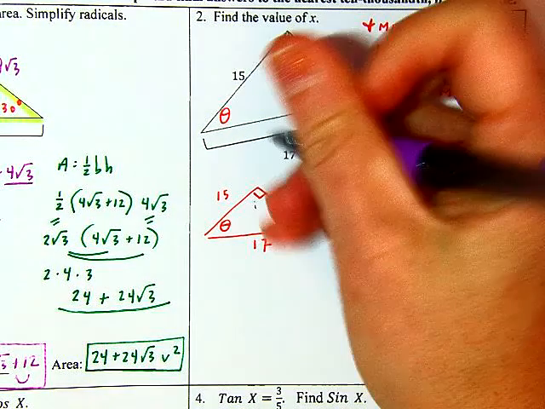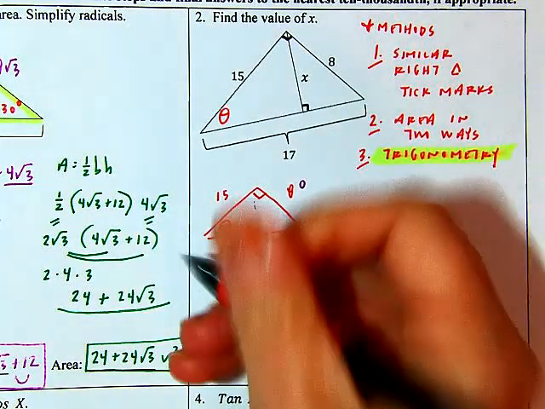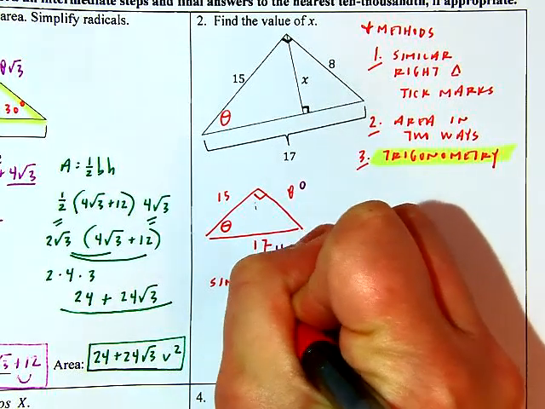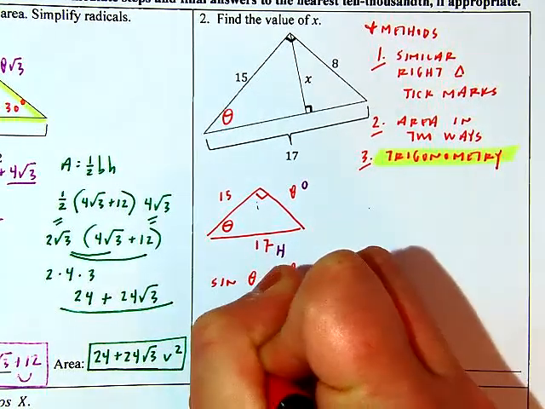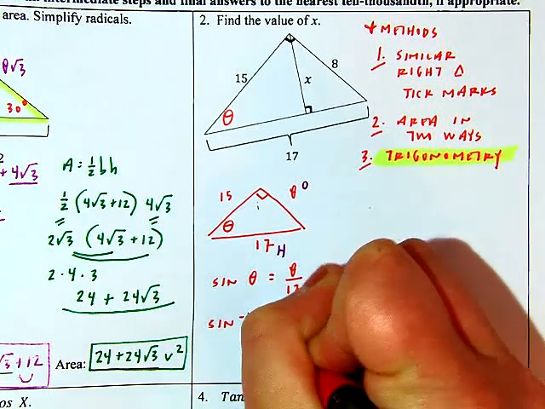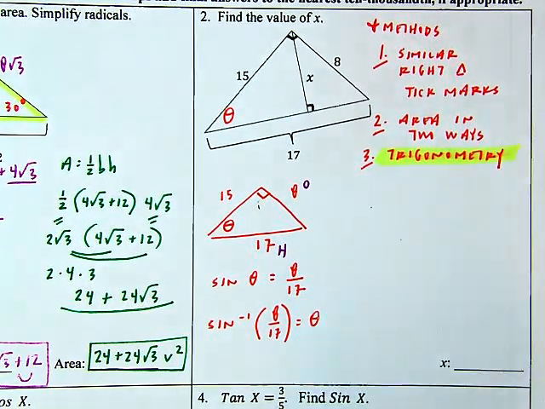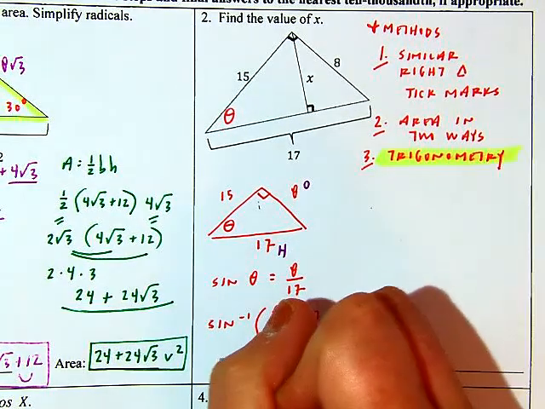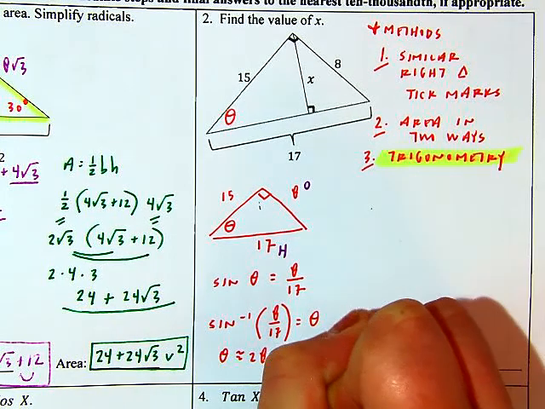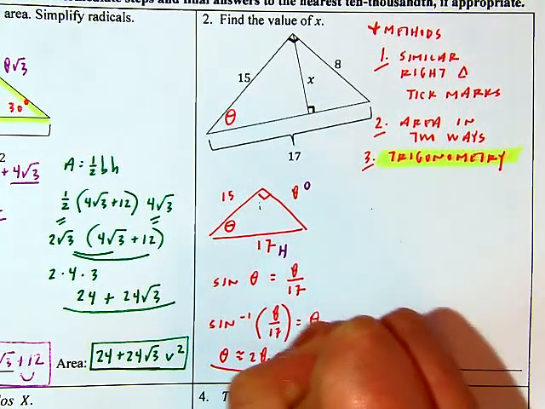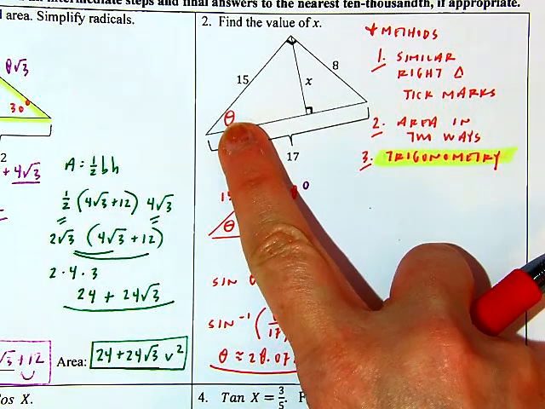They would all work. Let's say that I use sine. I'm viewing this as my opposite and this as my hypotenuse. So I should note that sine theta gets me that ratio of 8 to 17. So then the inverse of sine with that ratio gets me my angle measure theta. So when I type that into my calculator, I get that theta is about 28.0725. So that angle is this angle right here.